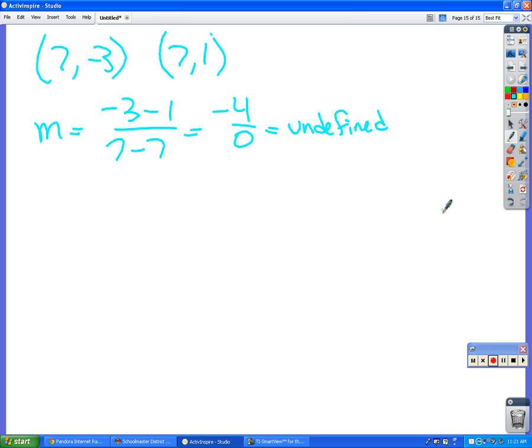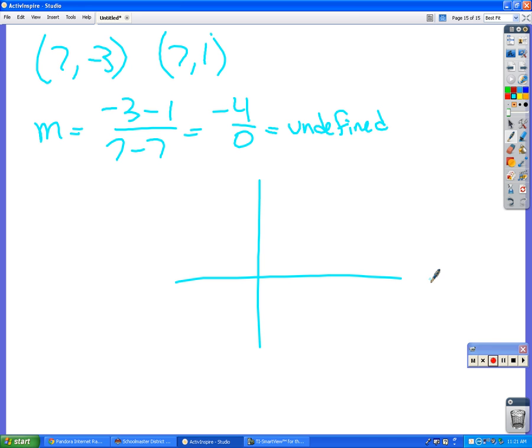If it's a negative number, it's undefined? No, it's the 0 on the bottom that makes it undefined. Well, but if it were a positive number on top, it would still be undefined. But if the 0 is on top, then it's okay.